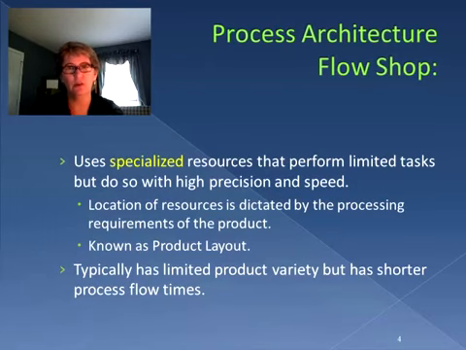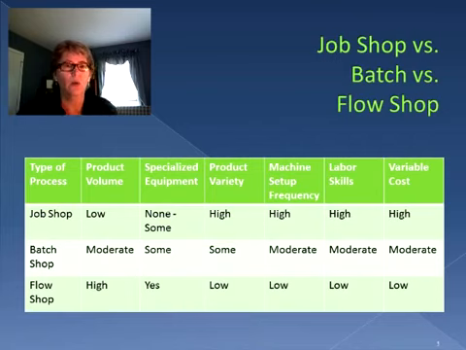Between these two, the job shop and the flow shop, is something called a batch shop, where it takes aspects of each of these kinds of architectures. When we compare them across the different kinds of attributes of that process design, whether it's product volume, whether it uses specialized equipment, product variety, the machine setup frequency, what kind of labor skills are needed, and the variable cost, you can see that with a job shop, we give up product volume.